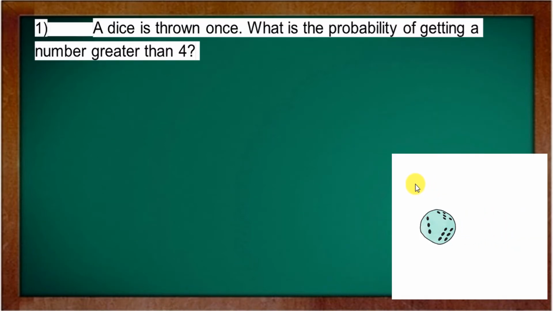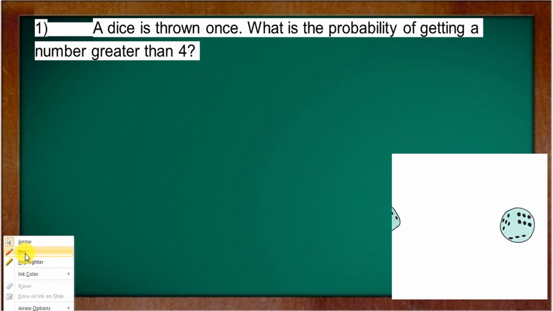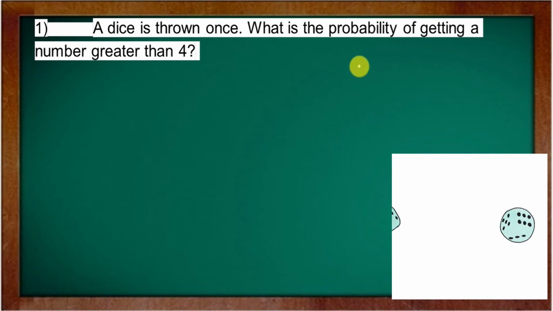Let us take the next problem. The next problem is on dice. Again, a dice is thrown once, he says. What is the probability of getting a number greater than 4? Fine. So again, what will we do now? We will list down the exhaustive events, or the total number of events. Suppose we roll the dice once, then what are the possible outcomes?